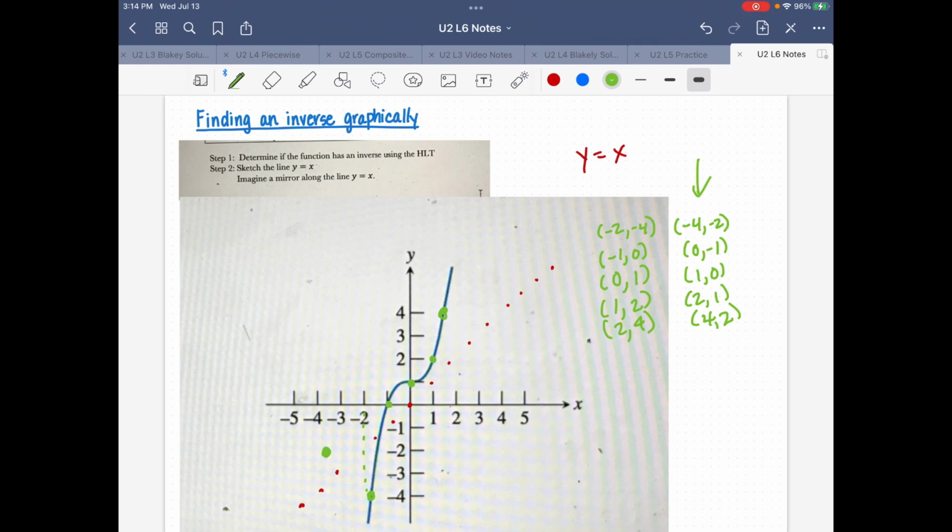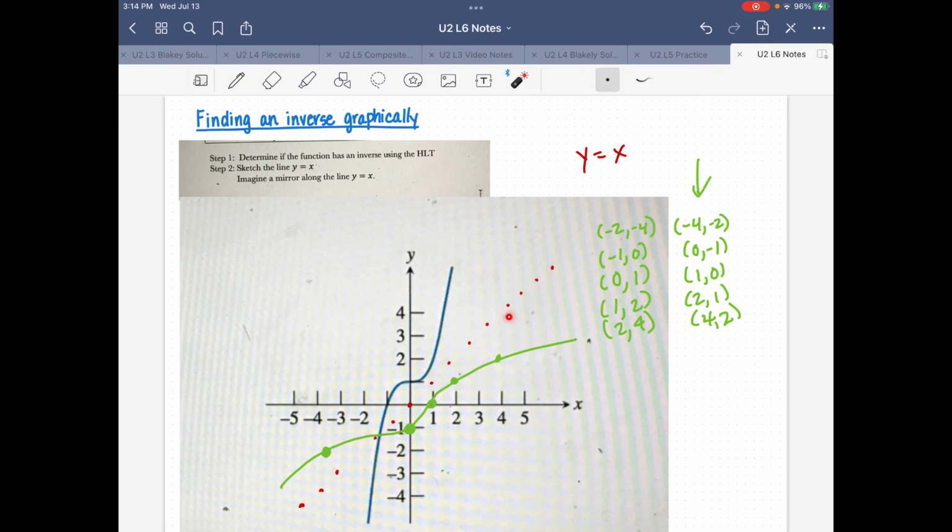So let me clean up a little bit right here so it doesn't look so busy. All right, so now I'm going to draw my line, and it's going to look something like this. And if I were to hold up a mirror along this x equals y, it would look like a mirror image of one another. All right, so this is going to take just a little bit of practice.